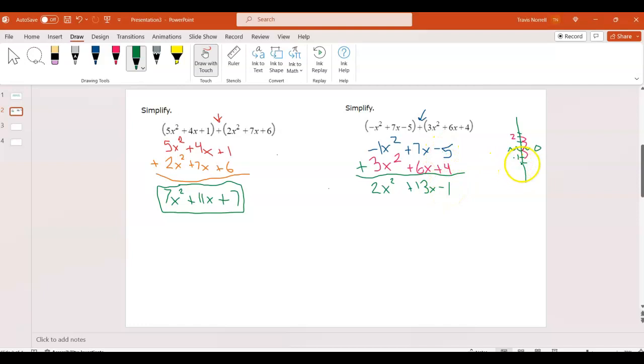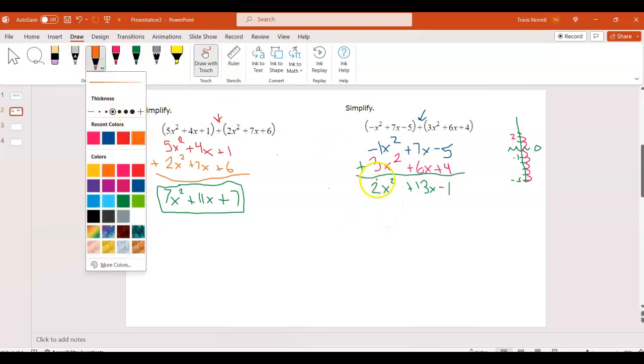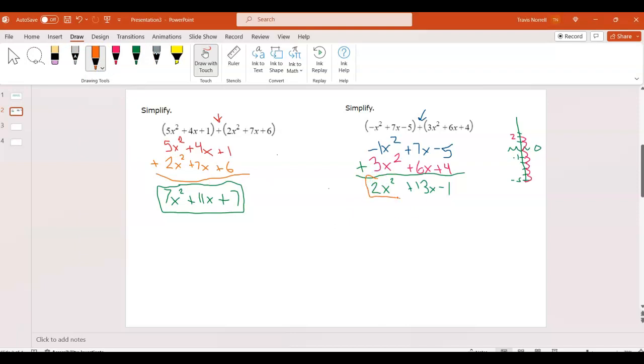And again, if you think about that, 1, 2, 3, 4, 5, if you're sitting down here at negative 5 feet below the water level, and you go up 4 feet, 1, 2, 3, 4, that only puts you at negative 1. That puts you 1 foot below the water level, so you're still drowning. That's just how I kind of try to think about it logically. Okay, so that makes your final answer positive 2x squared plus 13x minus 1.